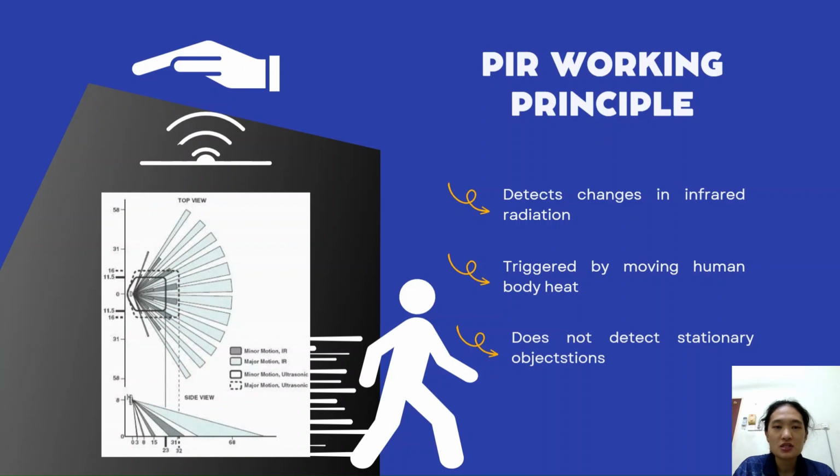This image shows the detection area of the PIR sensor from the top and side view. The PIR sensor can detect motion only within a limited angle and distance. This explains why proper sensor placement is important for reliable motion detection.